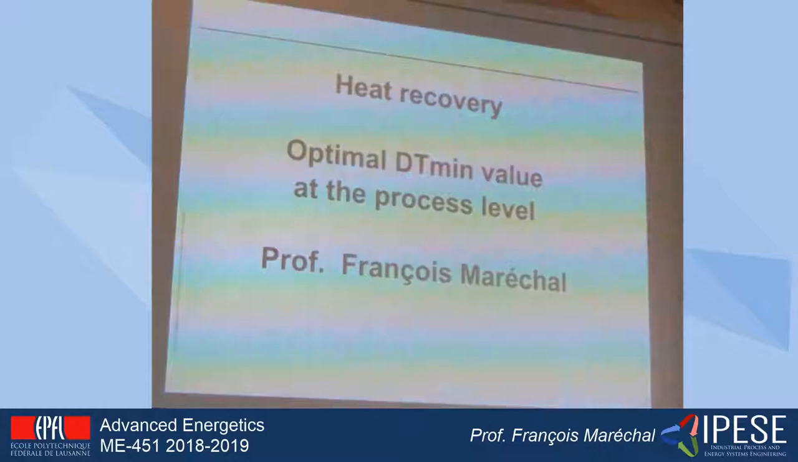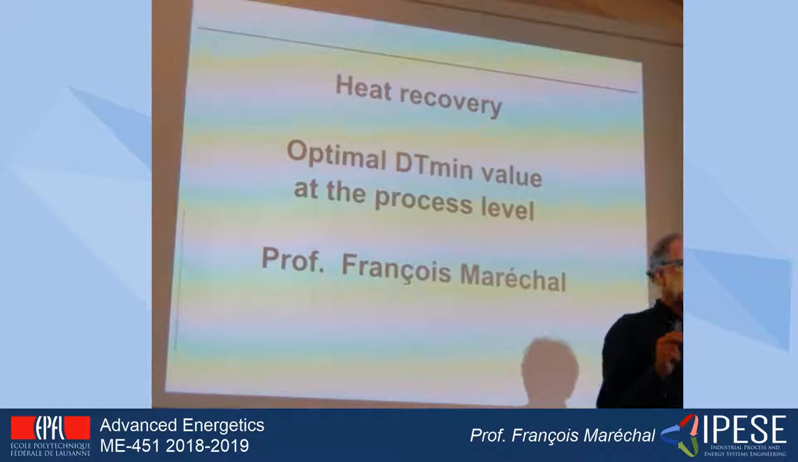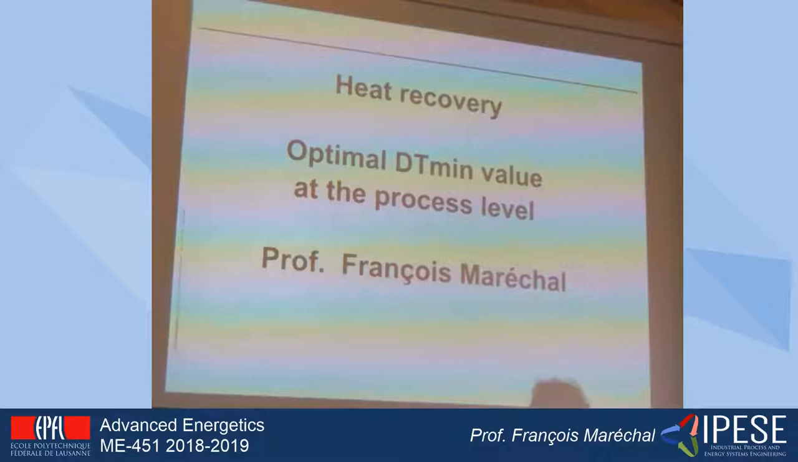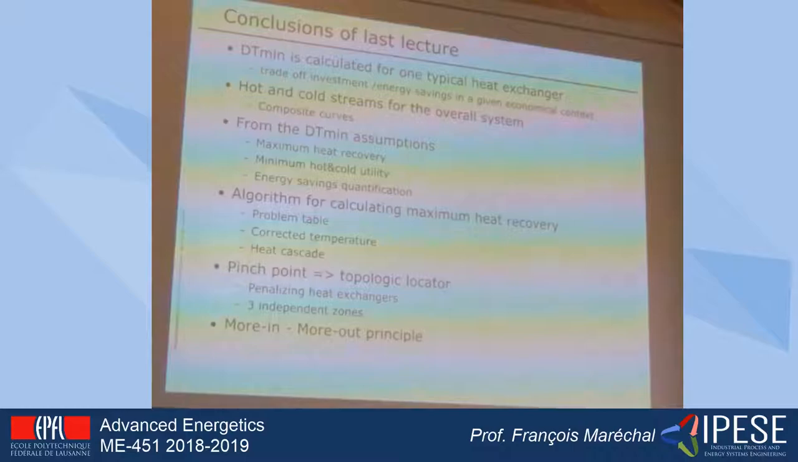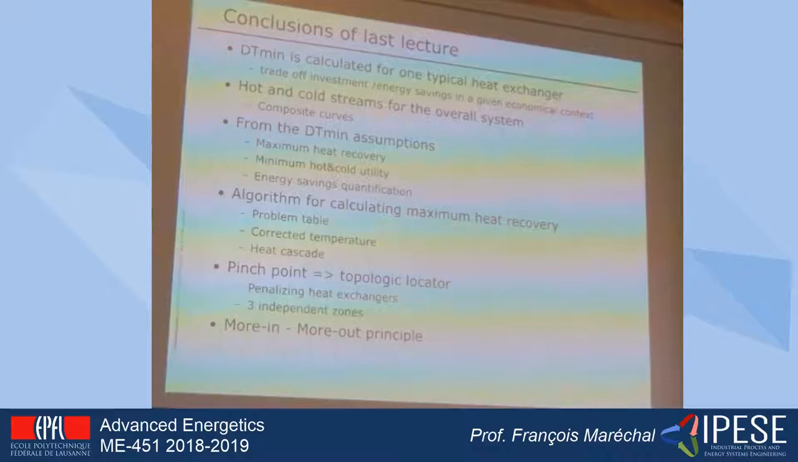That allows me first to verify that the value of the delta T minimum that I have used is the right one. You remember that when we started the heat exchanger network design, we were relying on the fact that we had selected the right delta T minimum. Selecting the right delta T minimum means that we used a value based on a typical heat exchanger that we calculated a priori. So we took one hot stream and one cold stream, supposed to be of the appropriate size. We then made an optimization realizing the compromise between the investment in the heat exchanger and the heat recovery. And from there, we defined the value.